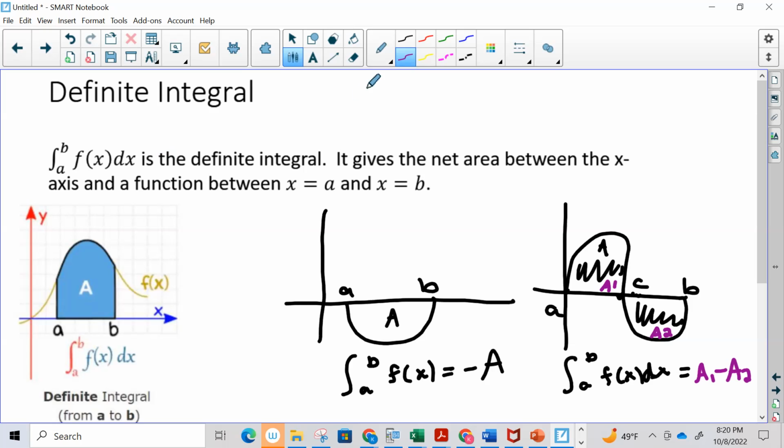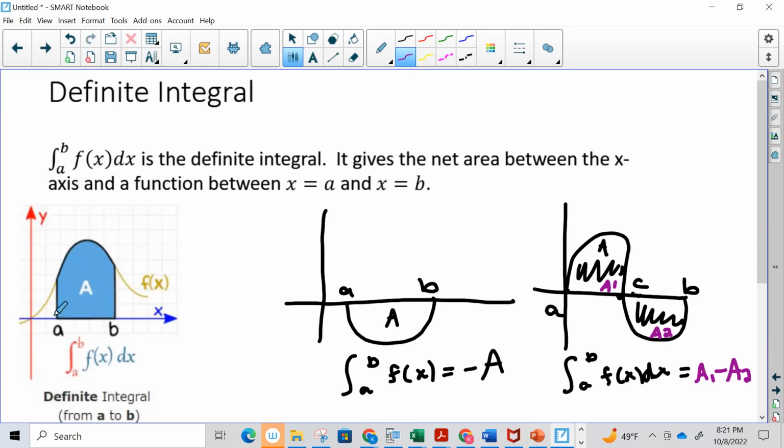We have something called the definite integral, and what it does is put bounds on the integral, and these bounds are x values. A is the starting x value that we're looking at, and B is the ending x value. On this graph, here's my A, here's my B. If we're saying find the integral of f of x dx, when we put the bounds on, it's called a definite integral. The definite integral is interpreted as the net area between the x-axis and a function between x equals a, that lower bound, and x equals b, that upper bound.